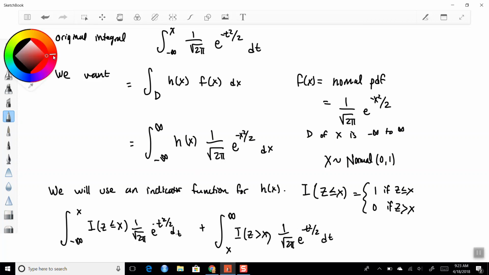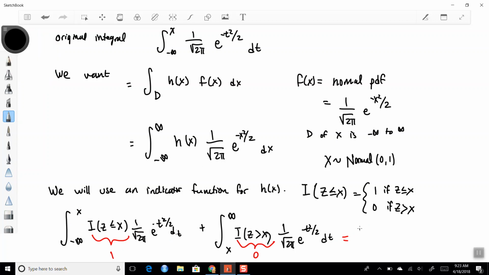And over here, this part on this interval is 1, and on this interval it's 0, and so we end up getting exactly what we want, which is negative infinity to x of 1 over root 2 pi e to the negative t squared over 2 dt. So this is what we want, and by using an indicator function for our h, we're in good shape here.